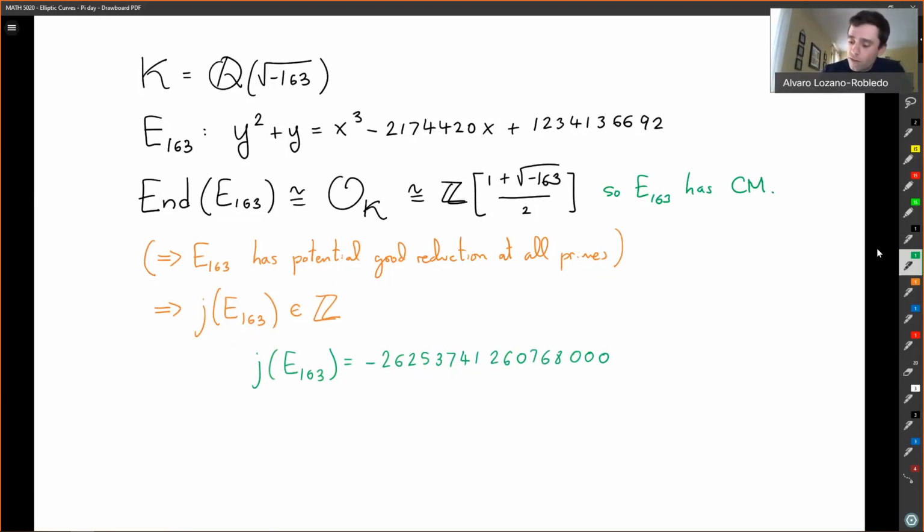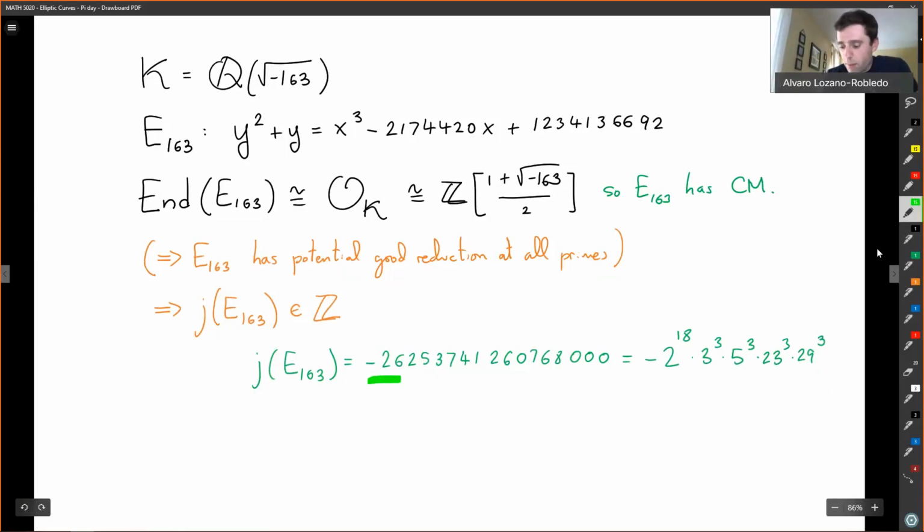By the way, if you want the factorization just for kicks, this is 2 to the 18, 3 to the 3, 5 to the 3 times 23 to the 3 times 29 to the 3. Interestingly, it's a cube. Okay, it's a perfect cube. All right, so we have the J invariant of the elliptic curve. And now, by the way, already notice this big number, the J invariant, it's very much related to the number we saw before.